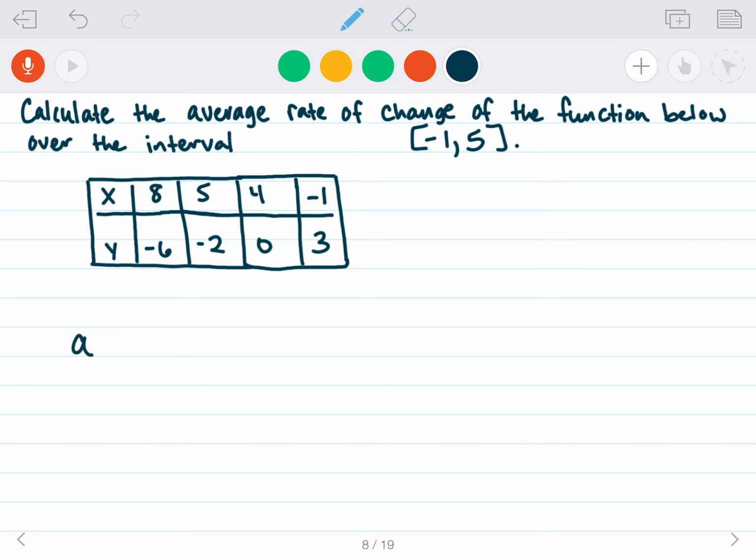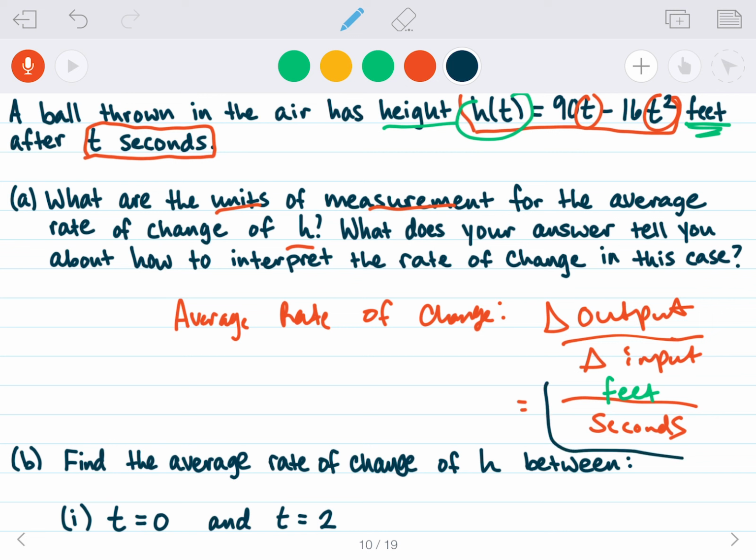So we know that the units for our input are in seconds. And our output, when we put in t, what we get out is h of t, and they tell us that's our height. Our height is in feet, so our change in output is going to be in feet. Our change in input is going to be in seconds. These are the units: feet per second.